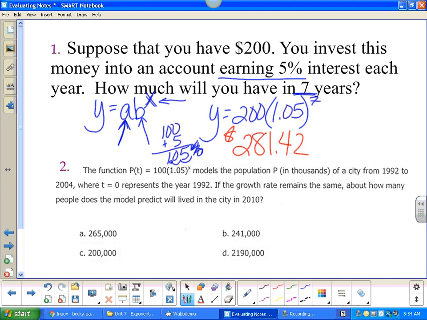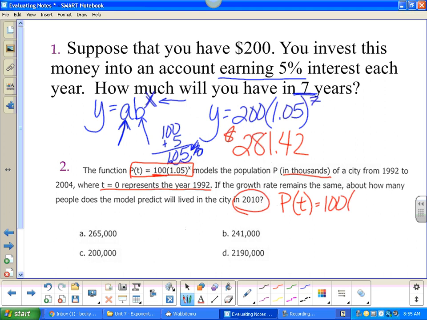Okay, number 2. The function p of t equals 100 times 1.05 to the t models population p in thousands. So if this is my starting population, that's not 100 people, that's 100,000 people of a city from 1992 to 2004, where t equals 0 represents the year 1992. If the growth rate remains the same, about how many people does the model predict will live in the city in 2010? Well, they gave me my function.